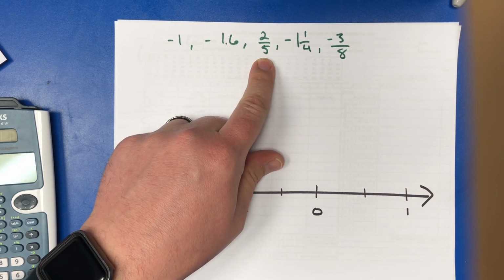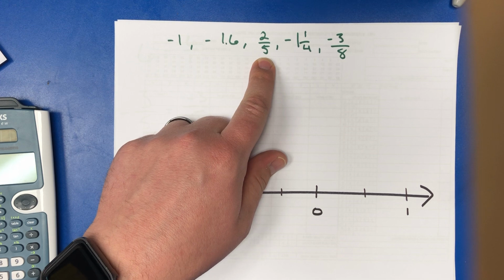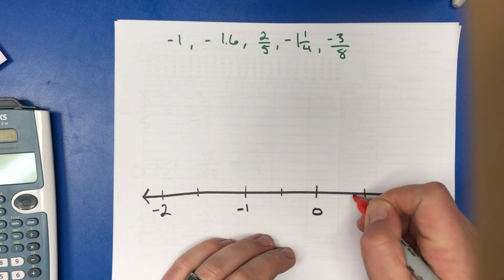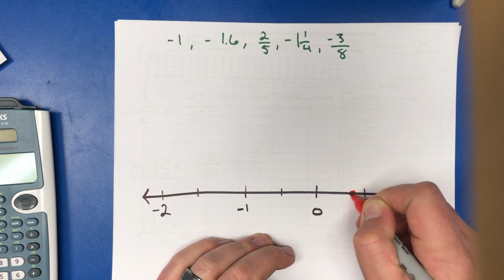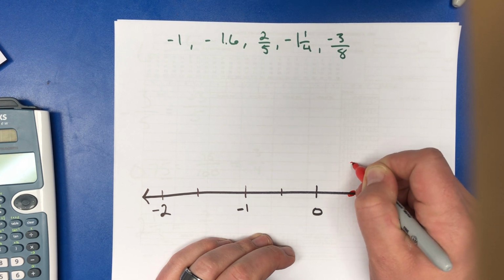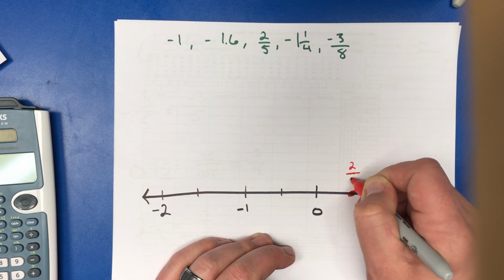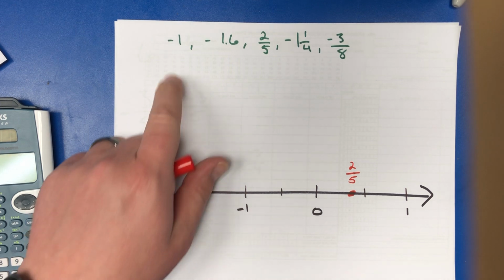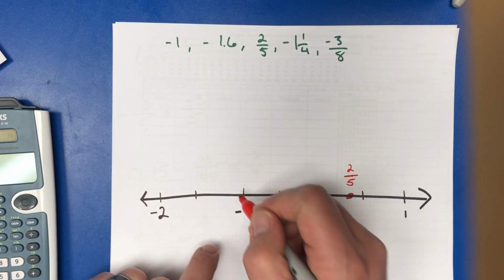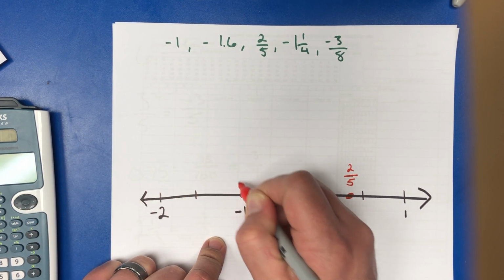2/5 is my biggest one, and it is not even 1/2. It's a little bit less than 1/2, so I know that it's going to be smaller than 1/2, and I'm going to put that one on there right away. I also know that I have a negative 1. That's a really easy one to mark on my number line.